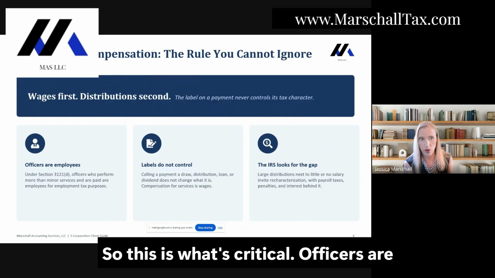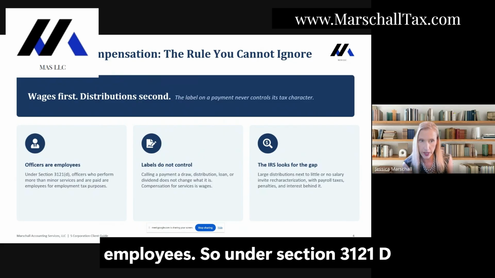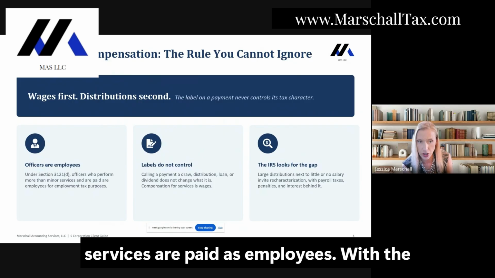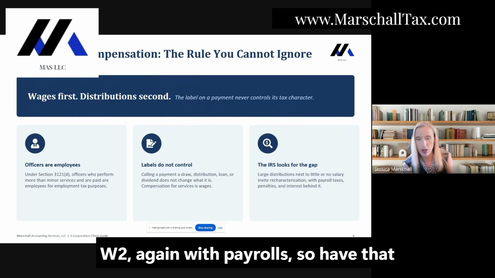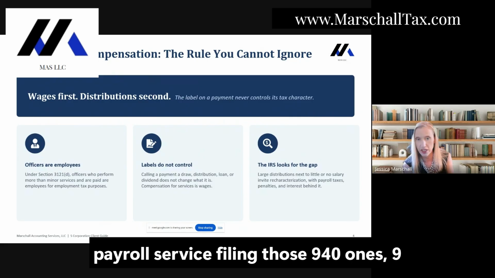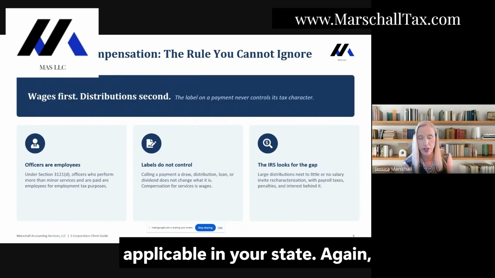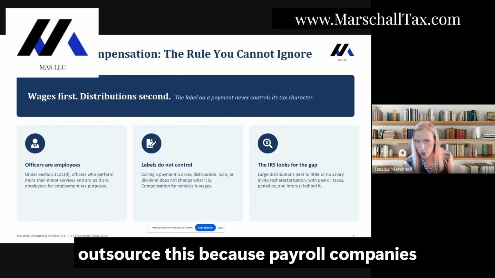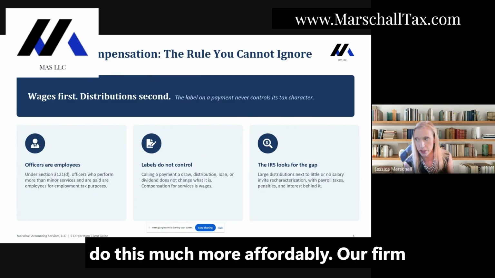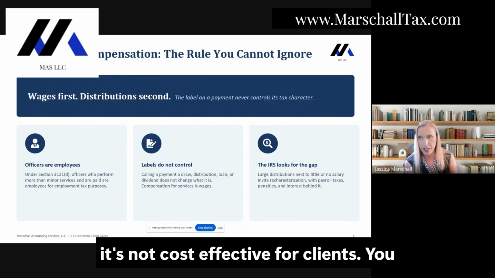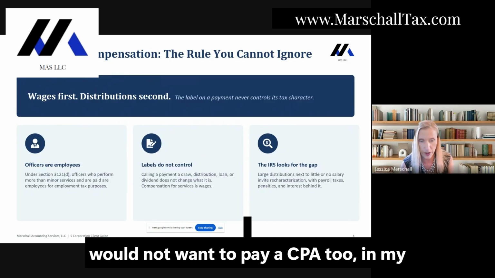So this is what's critical. Officers are employees. Under Section 3121(d), officers who perform more than minor services are paid as employees with a W-2, again, with payroll. So have that payroll service filing those 941s, 940s, and the state equivalent if applicable in your state. Again, outsource this because payroll companies do this much more affordably. Our firm does not offer payroll services because it's not cost effective for clients. You would not want to pay a CPA to, in my opinion, be doing payroll.